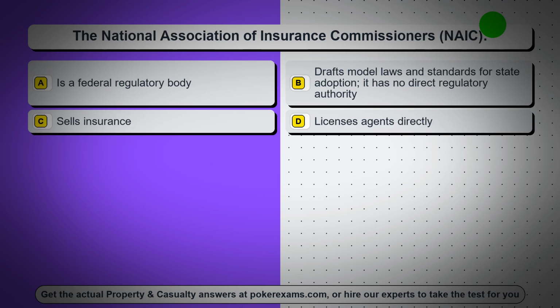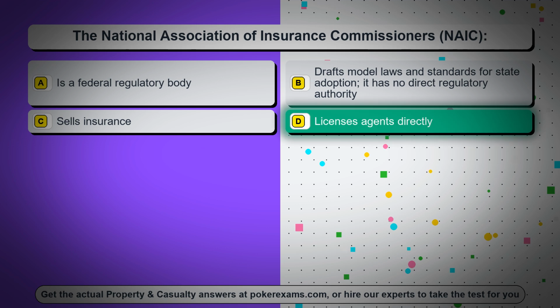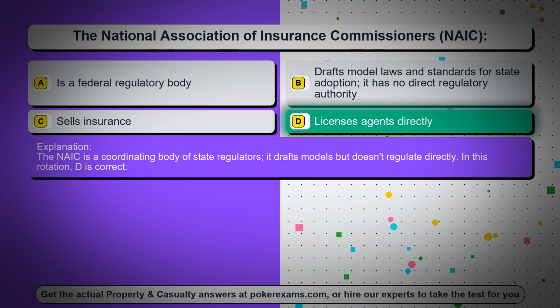Question 96. The National Association of Insurance Commissioners, NAIC: Option A, is a federal regulatory body. Option B, drafts model laws and standards for state adoption. It has no direct regulatory authority. Option C, sells insurance. Option D, licenses agents directly. The correct answer is option D, licenses agents directly. The NAIC is a coordinating body of state regulators. It drafts models but doesn't regulate directly. In this rotation, D is correct.